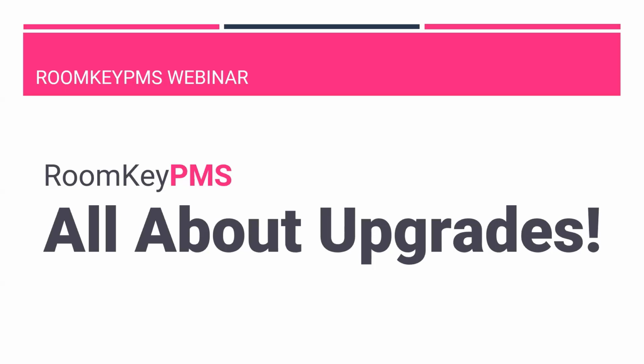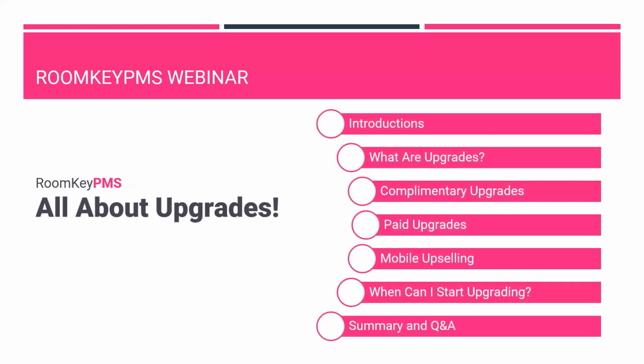This month we're talking all about upgrades. So let's go ahead and get started with our presentation. I have a bit of an outline. We'll start with some introductions and a little bit of housekeeping items regarding this webinar. Then we'll dive right into defining what are upgrades and how we use those in RoomKey. We'll look at complimentary upgrades, paid upgrades, and our automated features available in the mobile upselling tool. Then we'll let you know when you can start upgrading and using all of these new features, and we'll wrap it all up with a summary and Q&A.